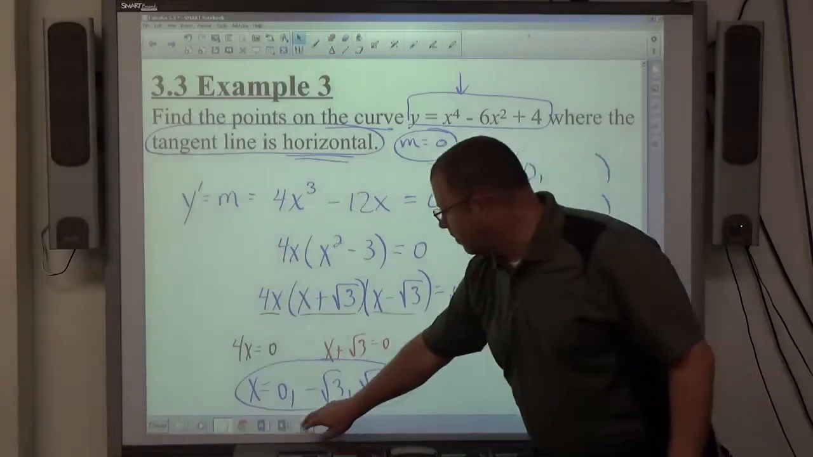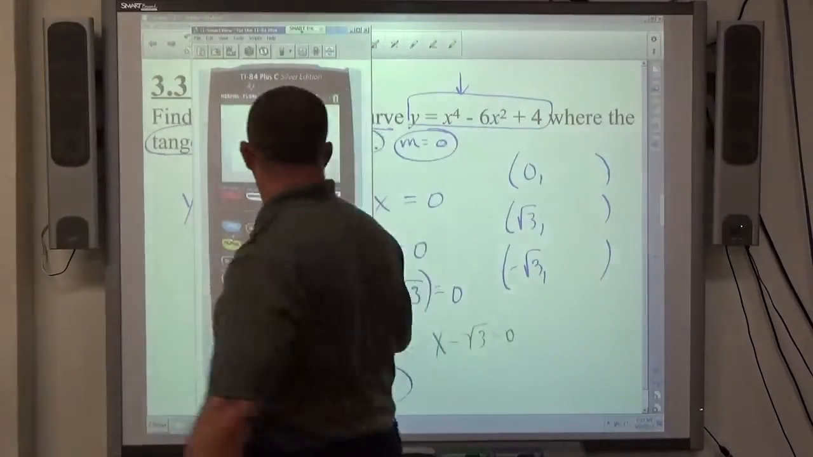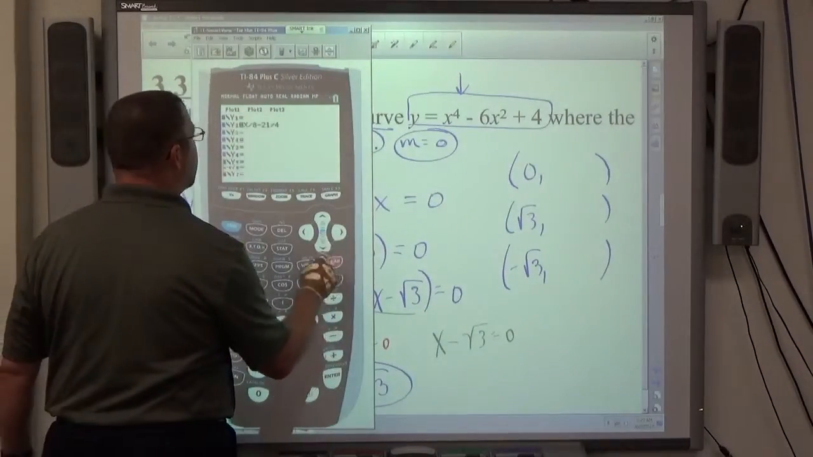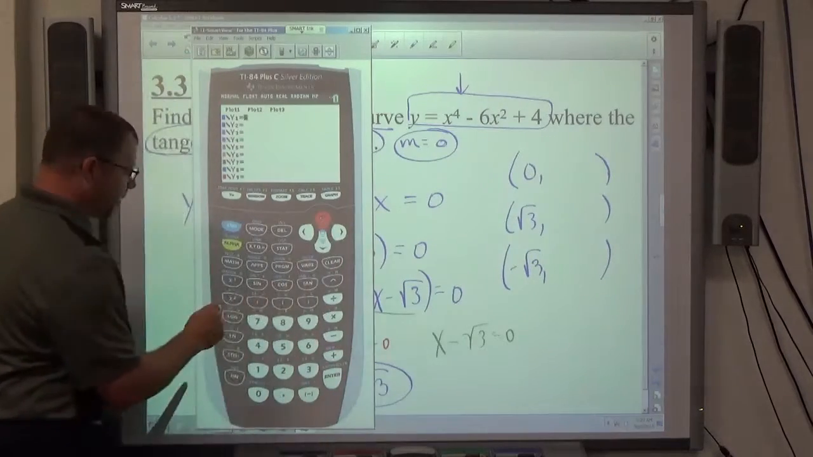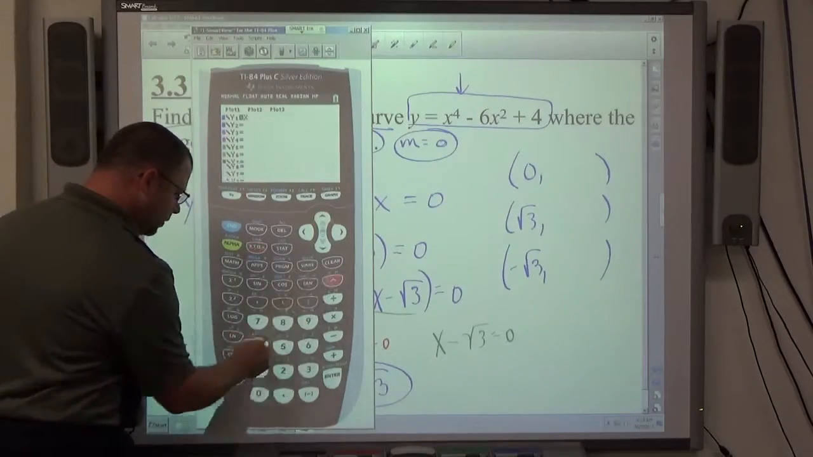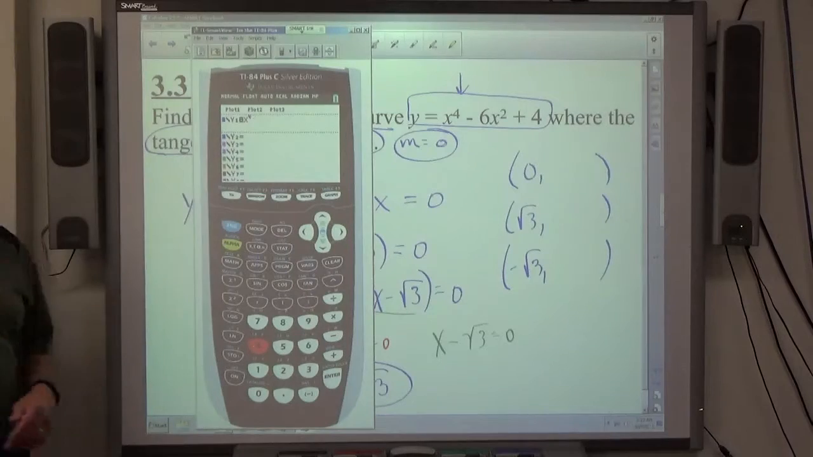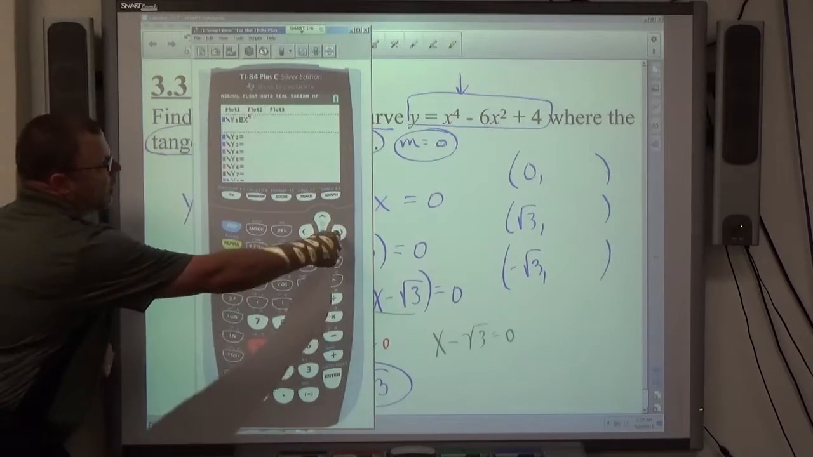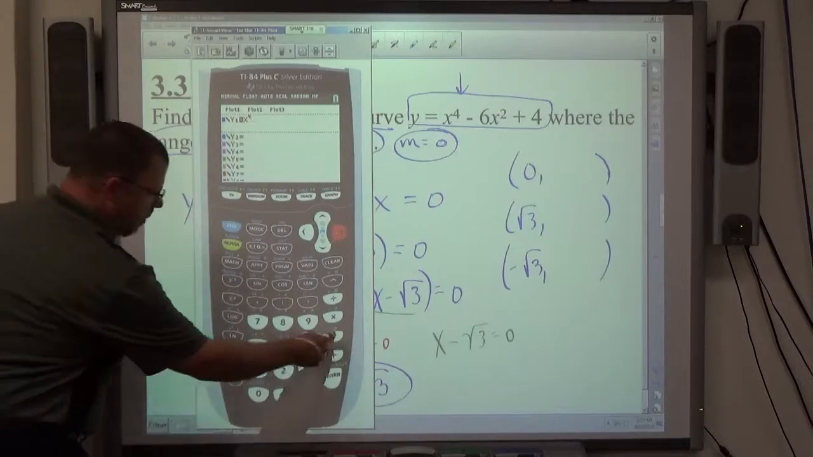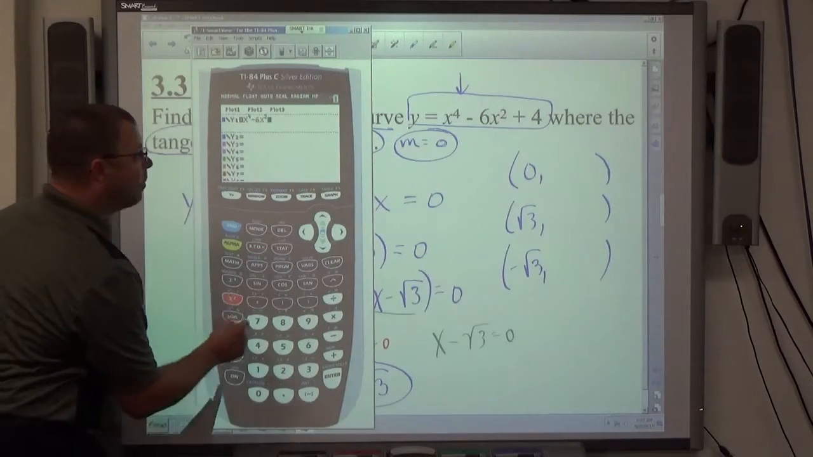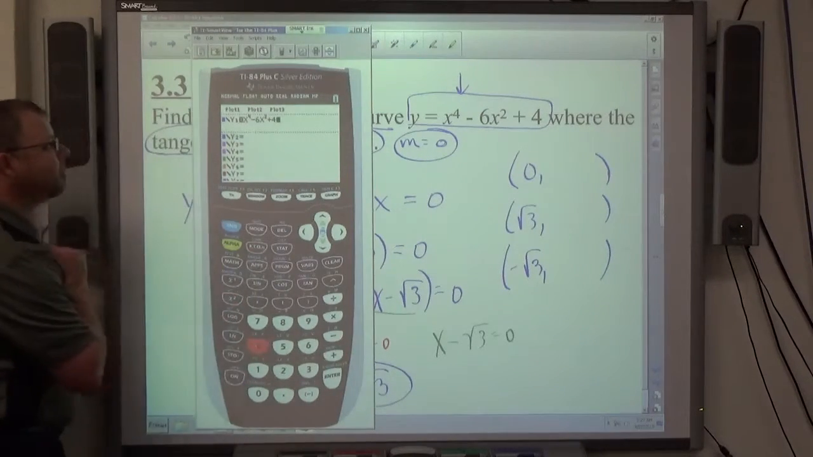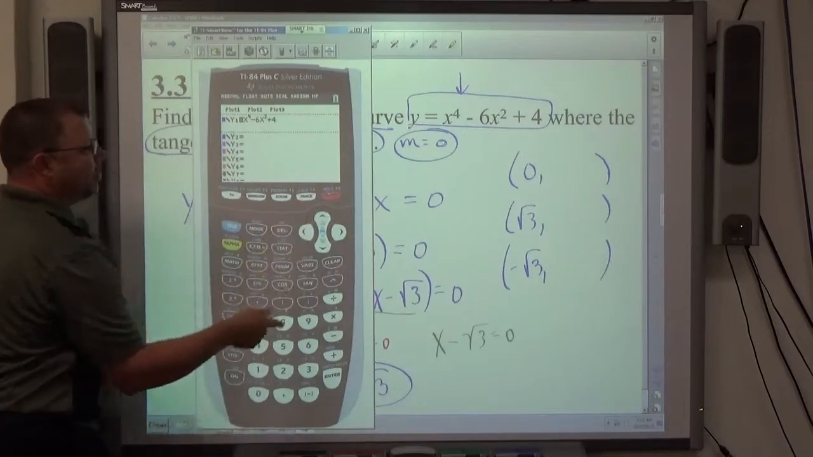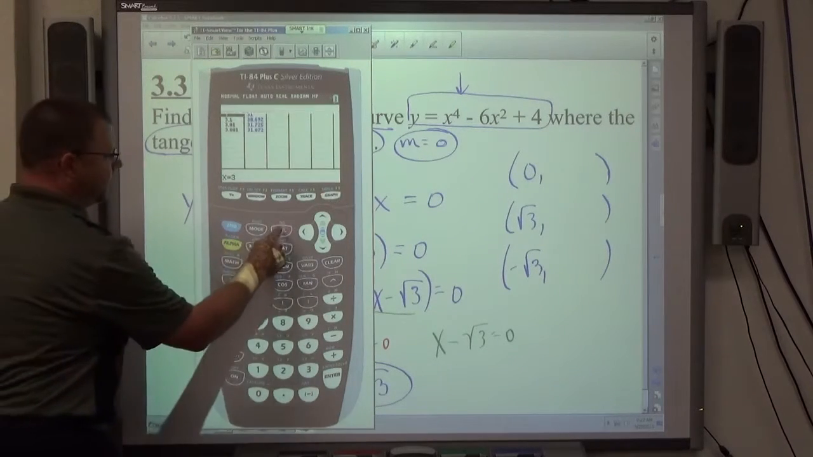Since I'm trying to evaluate 3 different values here, I would probably go with my calculator. X caret 4. Anytime you do caret 3, 4, whatever, it puts you up on the power level. Press right to get back down to the normal level. Minus 6x squared, and then plus 4. And then I'm going to go to my table and just enter my 3 numbers.